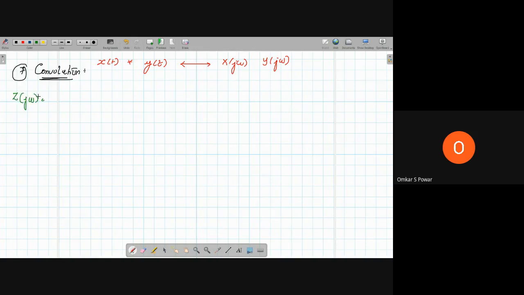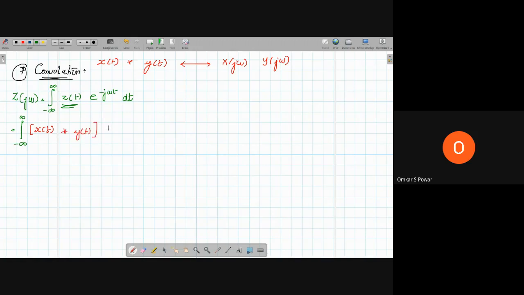So the Fourier transform of z of t is equal to Z of j omega, which is equal to the integral from minus infinity to infinity of z of t e power minus j omega t dt. So now what is your z of t? I will take z of t as the convolution of x of t and y of t. So I will write this as the integral from minus infinity to infinity, and now I will substitute z of t as x of t convolution with y of t.